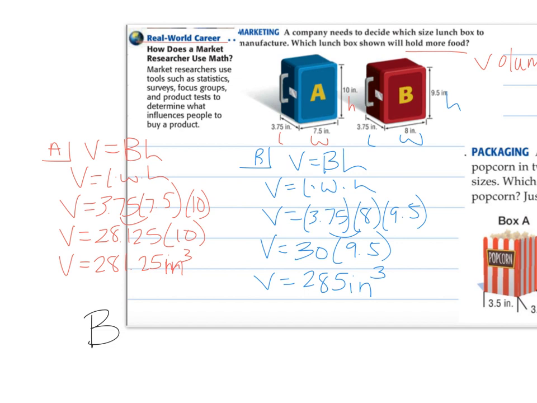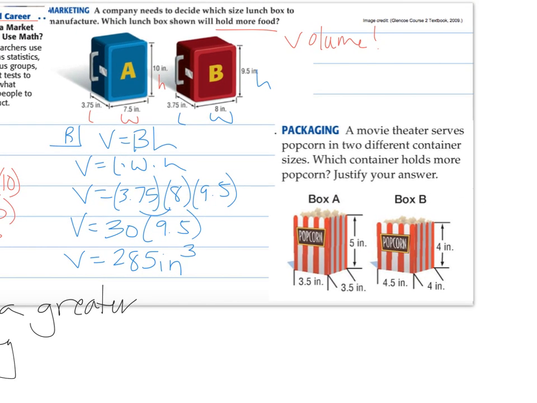So what I can say is that container B holds more, has a greater capacity for volume, a greater capacity for food. Okay, so justifying your answer. I'm going to move on to the other shapes. You can try this one, and then we can talk about it in class if you'd like.